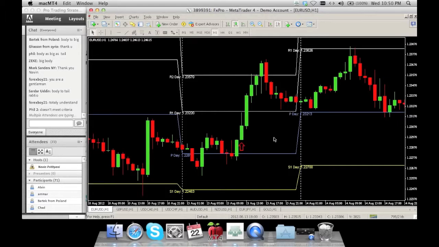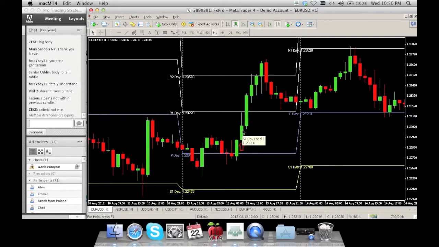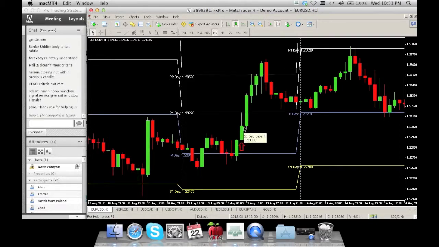Okay, so here we go. Body to tail ratio doesn't meet criteria, closing not within previous candle. Yes, when you have a body almost as big as a tail and it doesn't go within the four pieces of criteria, this is what we call a false exhaustion. That gives you a trend continuation pattern. It tells you the market's actually going to go long rather than turning around.